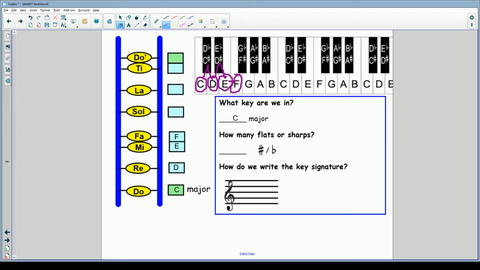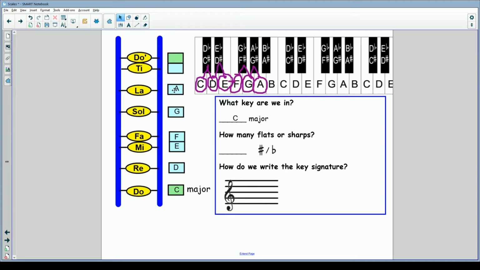Let's keep going. Fa to so, think, whole or half step? How big is the gap? Looks big to me, that means it's a whole step. Ready? Half plus half is whole. That means so is going to be G. Let's keep going. So to la is a whole step. Half plus half is a whole. That means la has to be an A.